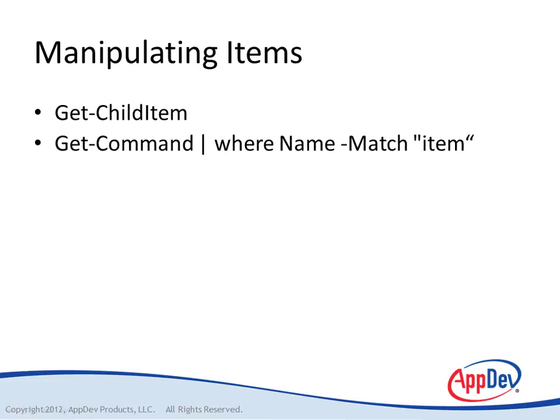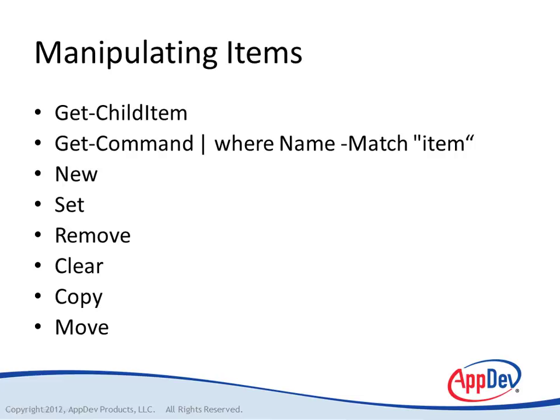And so if we were to use Get-Command and pipe that into Where-Object matching on the term item, we would find out that there are a number of verbs that can manipulate child items. So we have New-ChildItem, and Set-ChildItem, and Remove-ChildItem, Clear-ChildItem, Copy-ChildItem, and Move-ChildItem. All right, so we have this whole set of cmdlets that are used to work with items. Let's jump over to PowerShell and actually explore how these work. We're going to start by looking at the environment, and then we're going to play around with the registry.